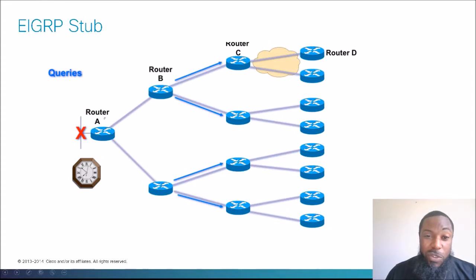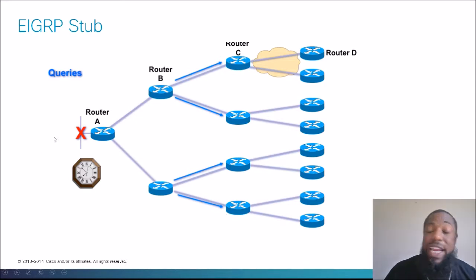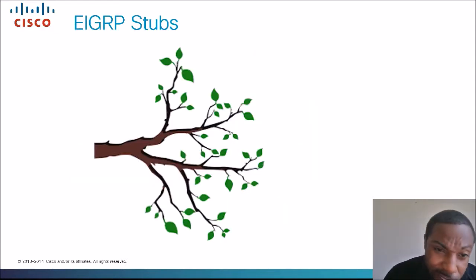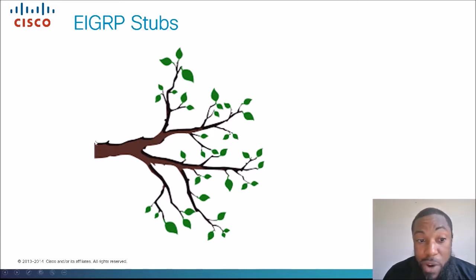But anyways, so remember, when a network goes down over here, router A has to query these other guys, ask these other guys, hey, do y'all know how to get to this route? Because it went down and I need another way to get there. That's essentially what you're doing. Let's say this tree right here is the network. These leaves right here are routers or nodes, right? Let's say a network over here goes down. So the router that was sitting right here at the root has to query these other guys where they're at, right?